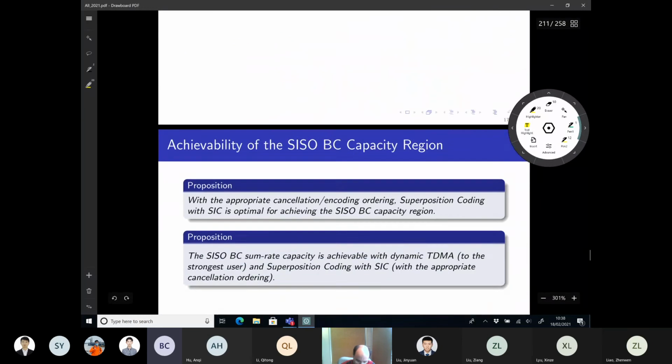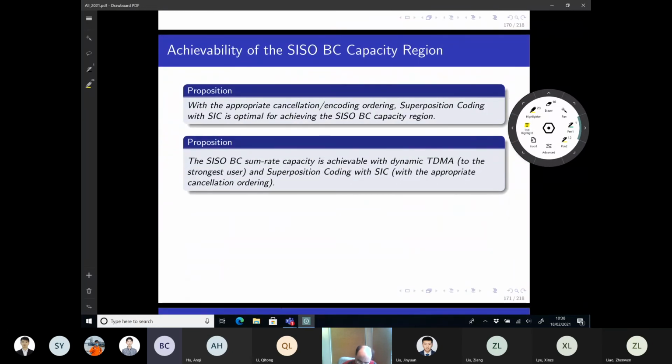Okay, so I talked about this. We can show that indeed superposition encoding with SIC is optimal to achieve the whole capacity region of the SISO BC. The sum rate capacity is obtained by what you could call dynamic TDMA. So you transmit to only one user at a time, but that's the strongest user. And doing superposition encoding with SIC on that particular point to achieve the sum rate capacity will boil down to just doing dynamic TDMA.